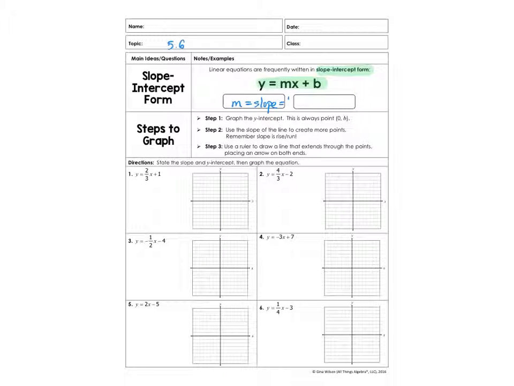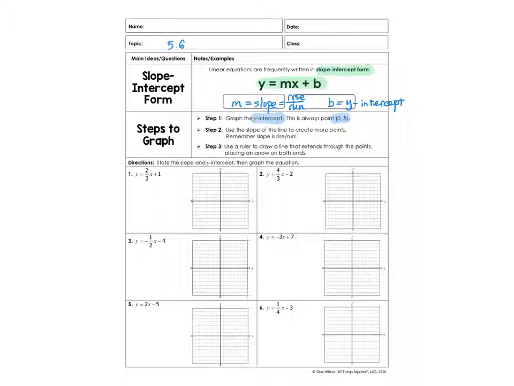And remember, the definition of slope is rise over run, and you either have to count it or you have to calculate it. B is the y-intercept, meaning the coordinate on y where that function intersects the y-axis. So here are several steps. The most important thing is to graph the y-intercept, and that's always the point (0, b).